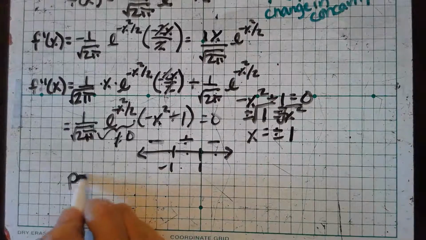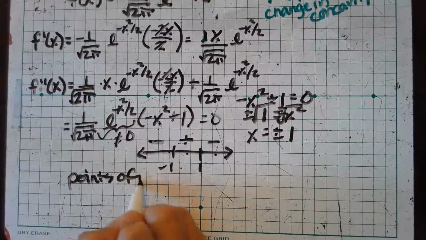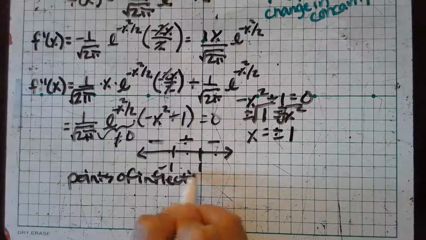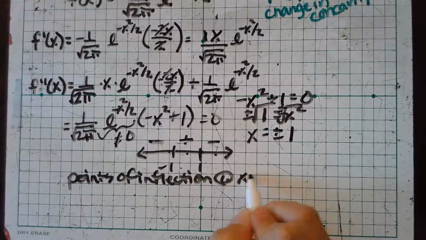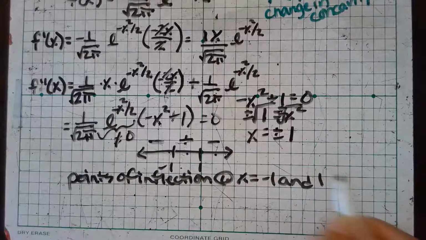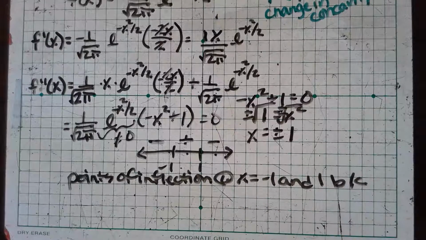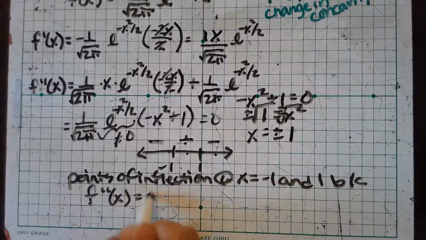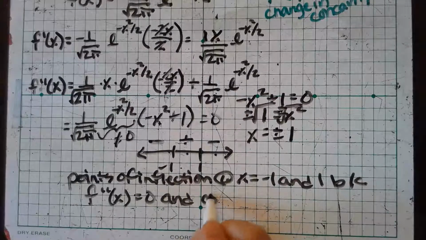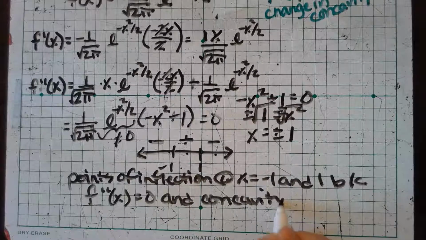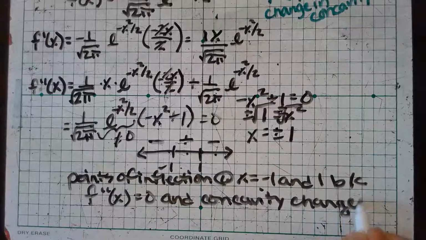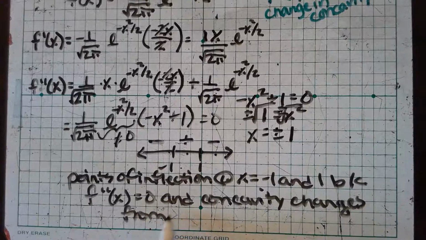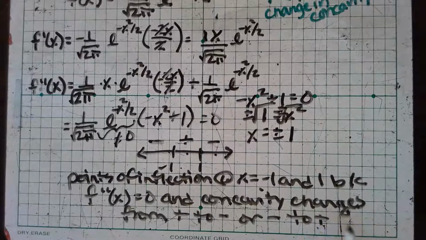So I have points of inflection at x equals negative 1 and 1, because always explain why: f double prime of x equals 0 and concavity changes from plus to minus or minus to plus, positive to negative or negative to positive.